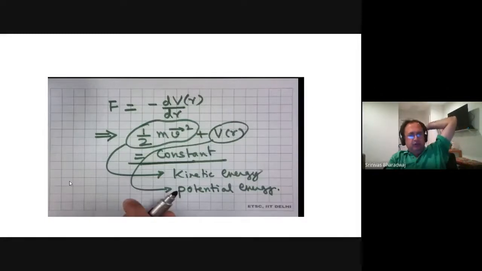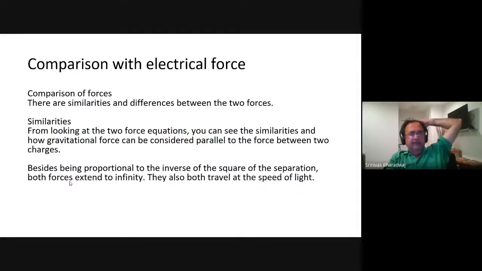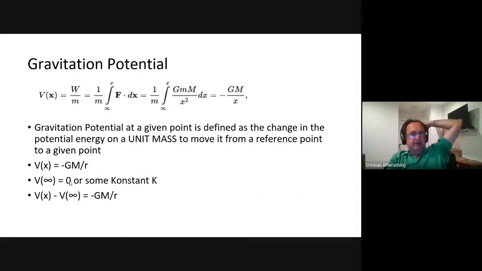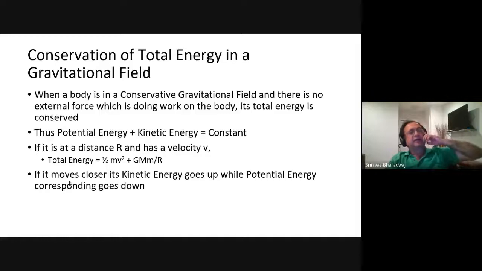KE plus PE, the total energy, is a constant. Like in the case of the electric field, for gravitational potential V at a distance x, it is Vx minus V infinity. Sometimes we say V infinity is 0, and therefore you have a negative potential energy. So KE plus PE is a constant: half mv square minus GMm by r is a constant.